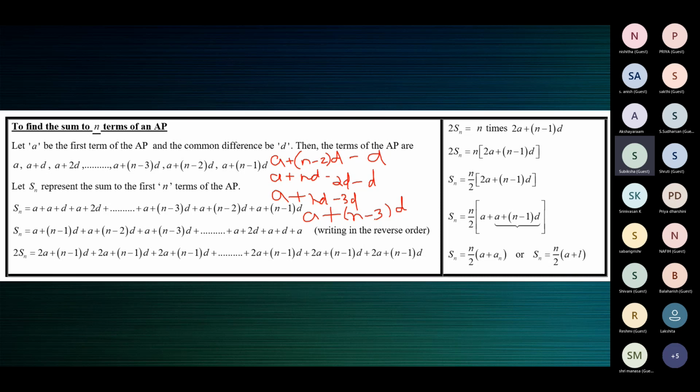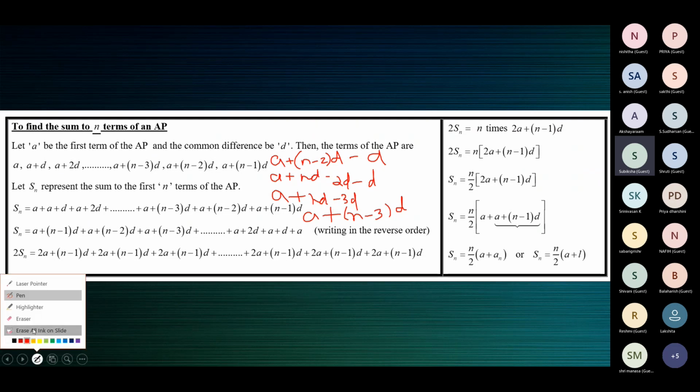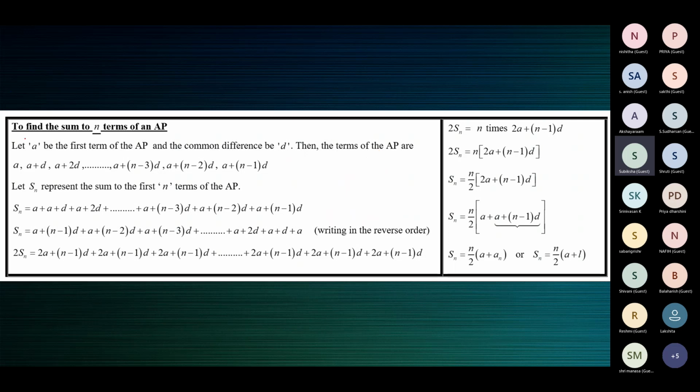From a term, if you have to find the preceding term, subtract the common difference. If you want to find the next term, add the common difference. So the terms of the AP, when the first term is A and the common difference is D, are A, then A plus D, the next term A plus 2D, and like this it goes on. The nth term of the AP will be A plus (n minus 1) into D. Before that, A plus (n minus 2) into D. Before that, A plus (n minus 3) into D.